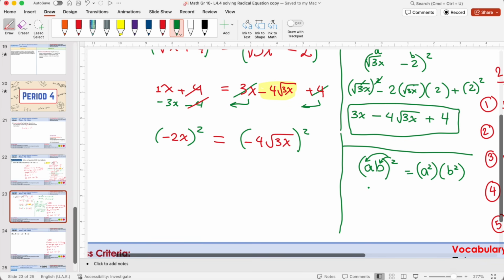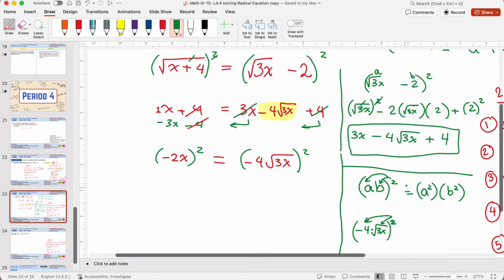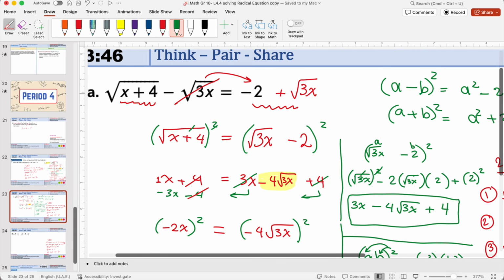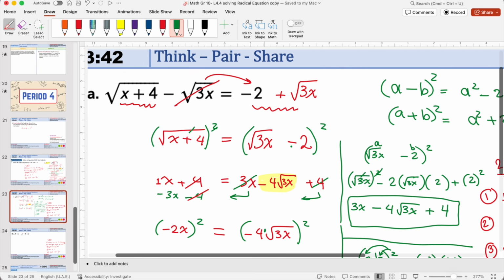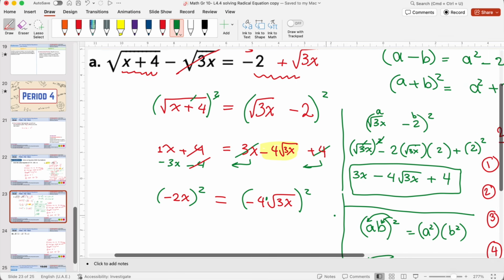So let's do the same here. So I have negative 4 root of 3x squared. How do you square it? Distribute the square. You have to distribute it because they're separate, they're multiplied. And we distribute the square here. We don't use the property because they're not subtracted. These are not subtracted, they are multiplied. But here they were subtracted. You can see the difference, right?